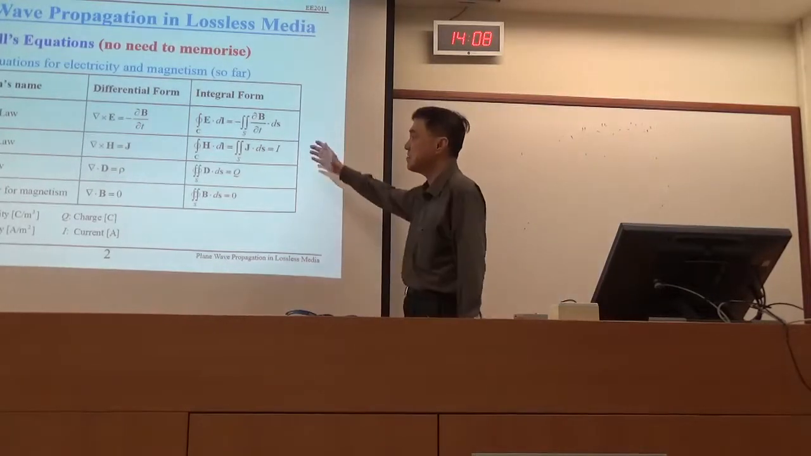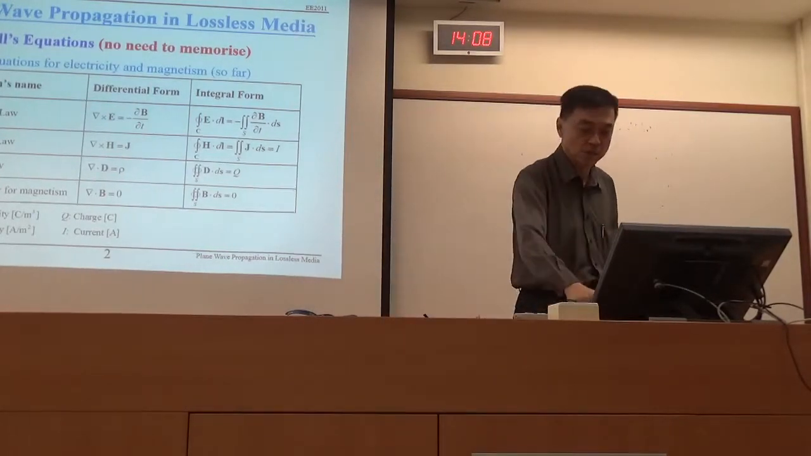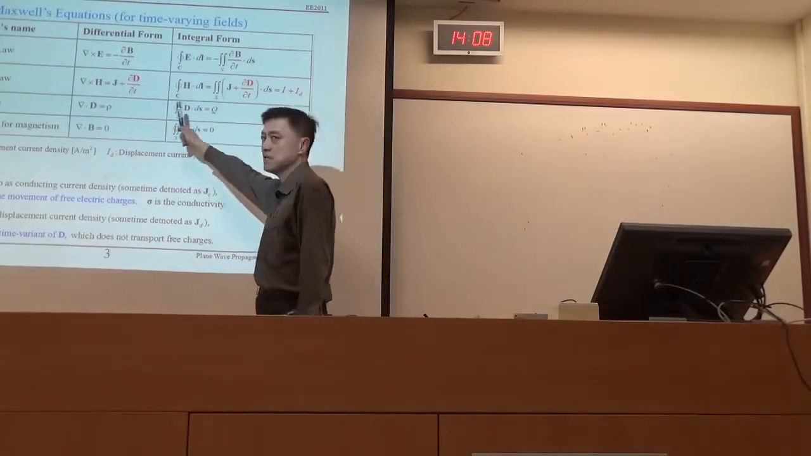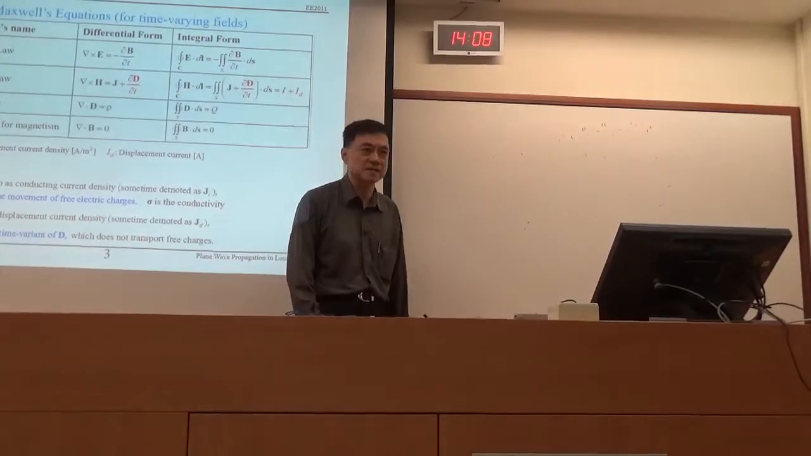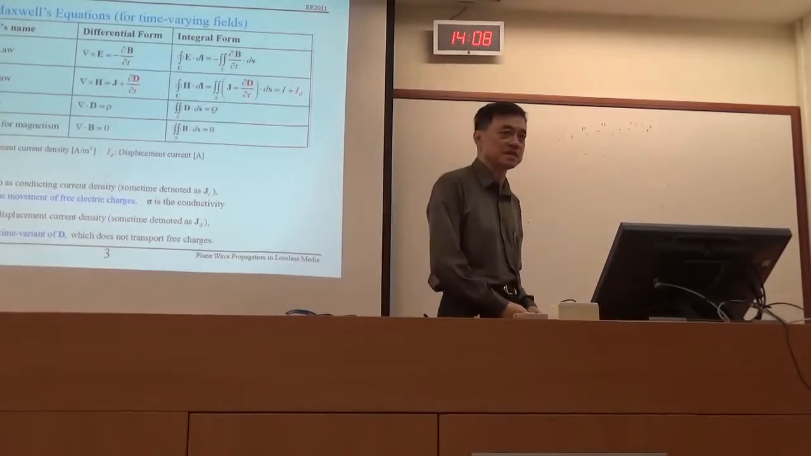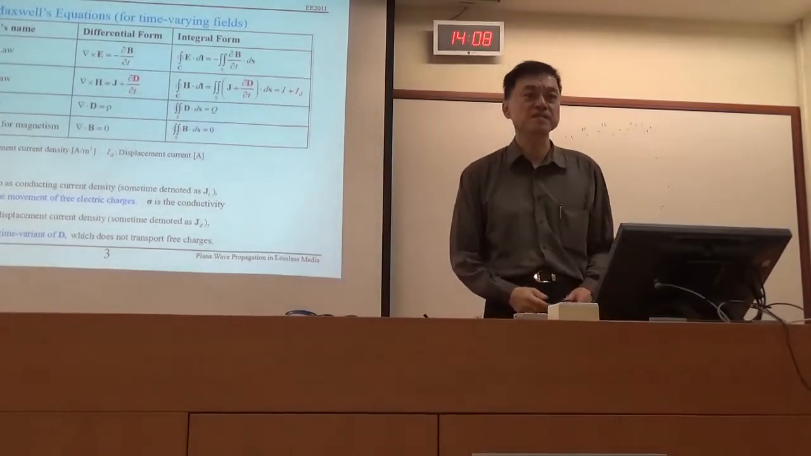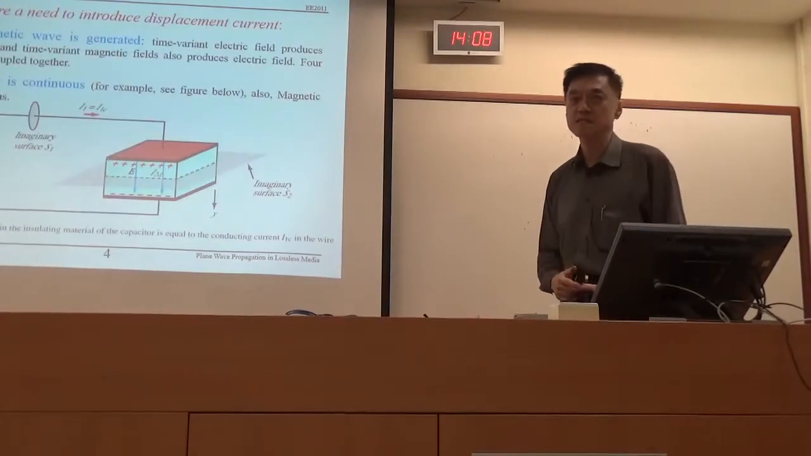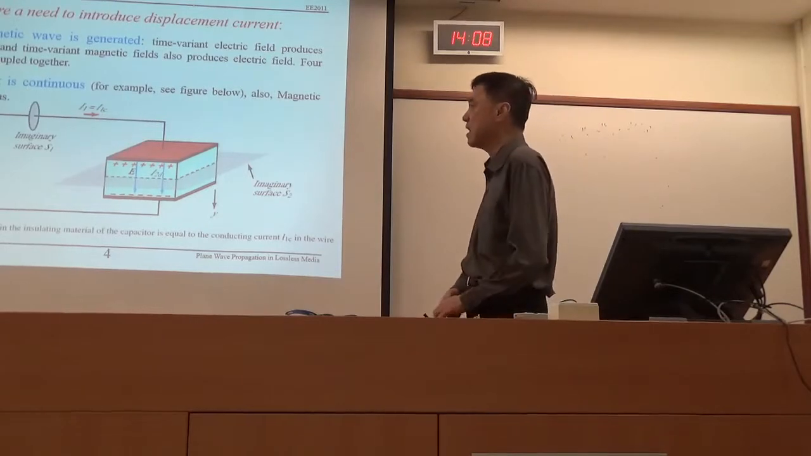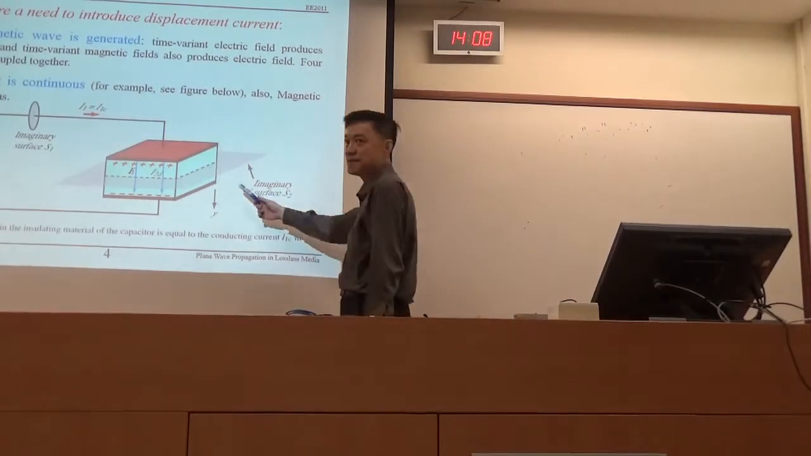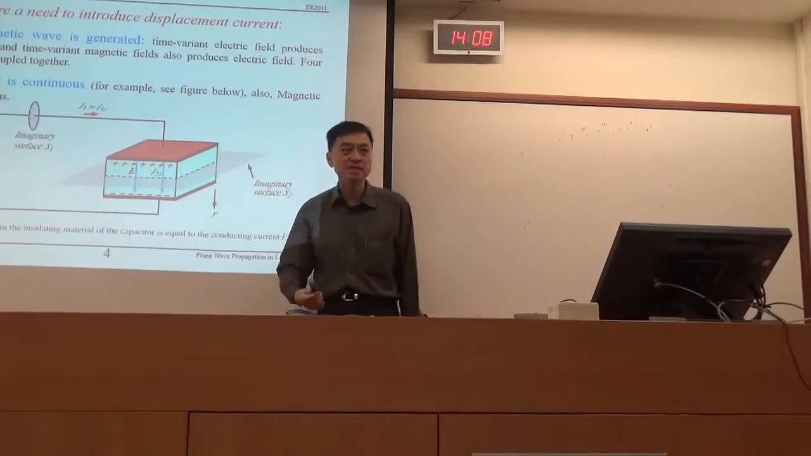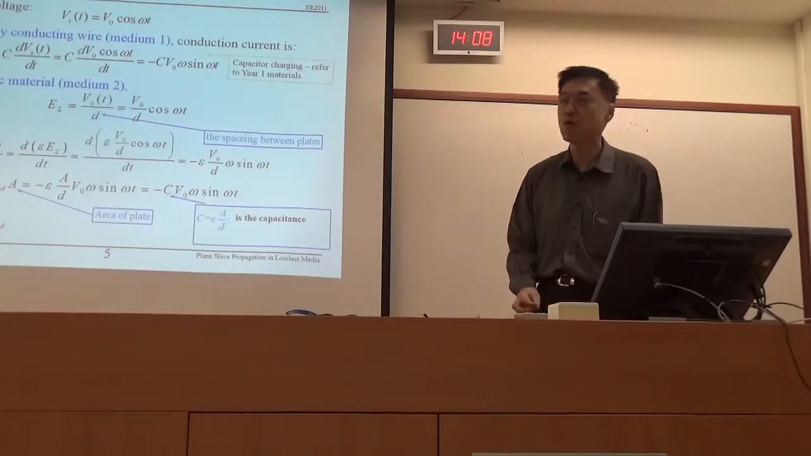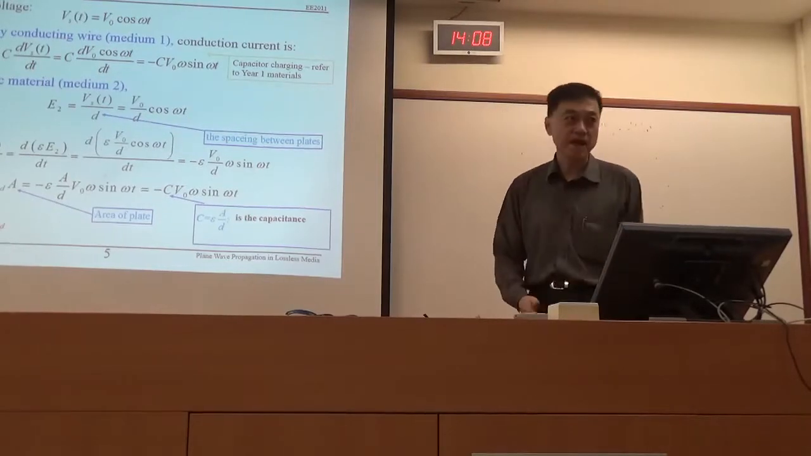Something changes with respect to time, we need to add another term here, what I call the displacement current and displacement current density. Displacement current density J is equal to ∂D/∂t. Now this is necessitated from a simple example. We use a capacitor as a simple example. We prove that there is a need for this so-called displacement current there.